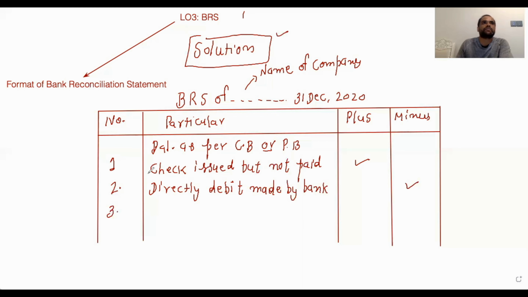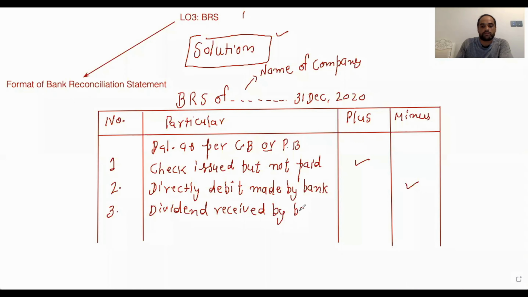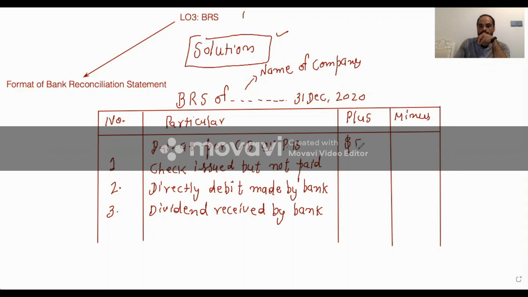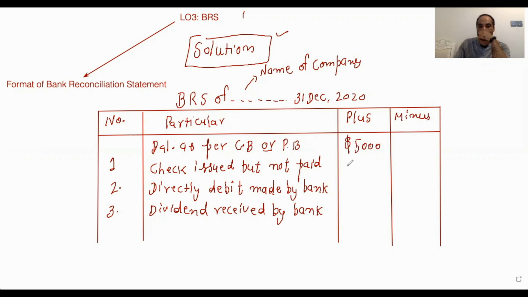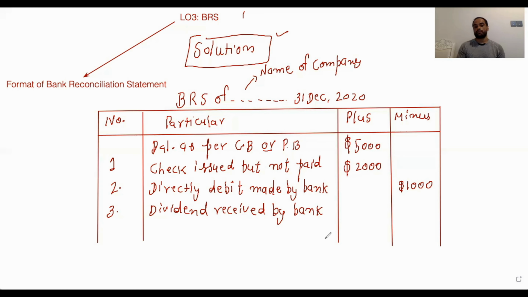So let's say third, dividend received by bank. Let me write down the amounts so we can easily understand. For example, balance as per cash book is 5,000. Check issued but not paid, it will be plus, let's say $2,000. Direct debit made by bank, for example, $1,000. Now, dividend received by bank, for example, $500. So can you tell me which column we should write it in, plus or minus?